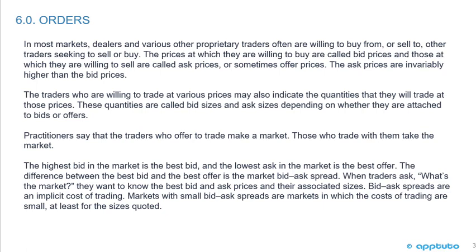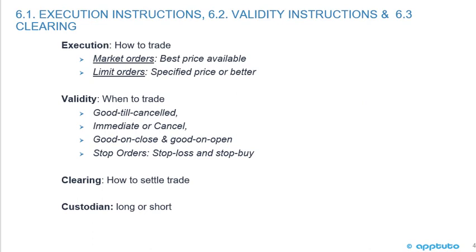When traders ask, what's the market? They want to know the best bid and ask prices and their associated sizes. Bid-ask spreads are an implicit cost of trading. Markets with small bid-ask spreads are markets in which the costs of trading are small, at least for the sizes quoted. So again, in the text, there are three sections: execution instructions, validity instructions, and clearing. Execution is how to trade, and it looks at market orders, which is the best price available, or limit orders, which is a specified price or better.